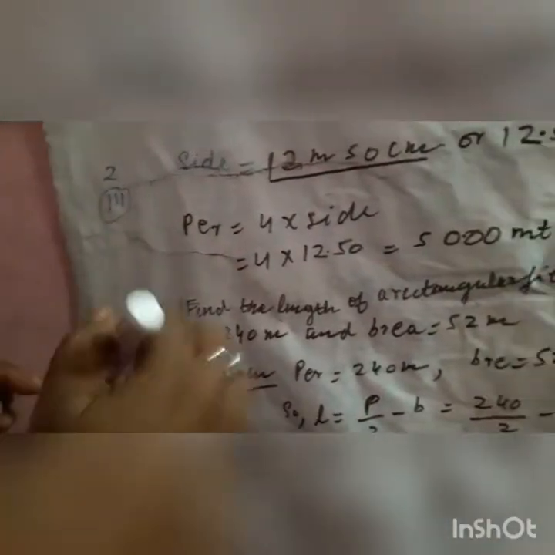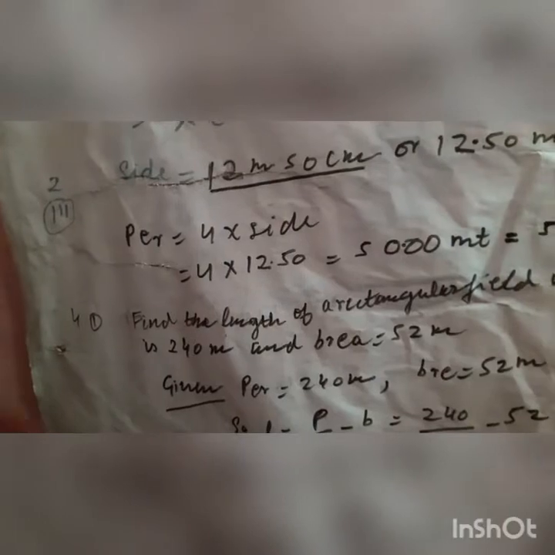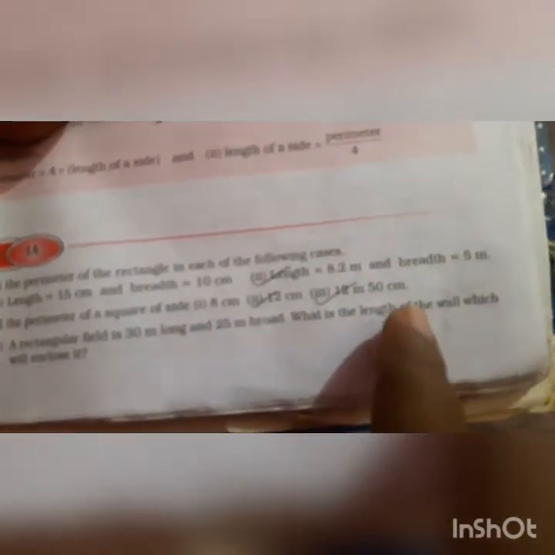Now come to question number third. This is your question number third. A rectangular field is 30 meter long and 25 meter broad. What is the length of the wall which will enclose it? In this question you have to find only perimeter. So you can easily find the perimeter of this rectangular field.